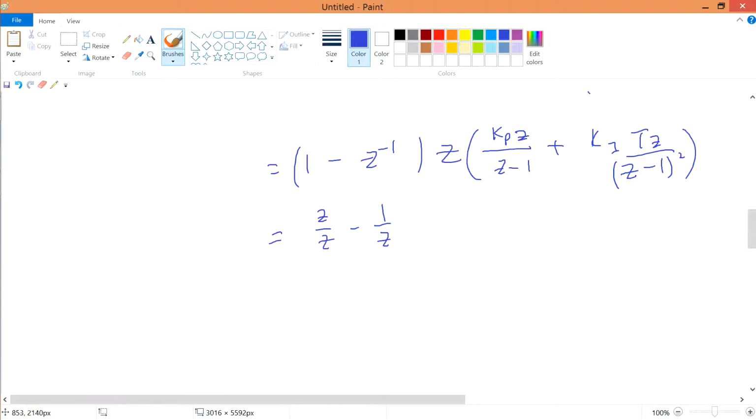Let me see, that should be better. So your 1 over here can be written as z over z, and z minus 1 is 1 over z. I can simply merge them together as a fraction, z minus 1 over z.